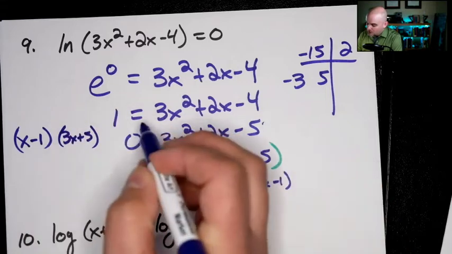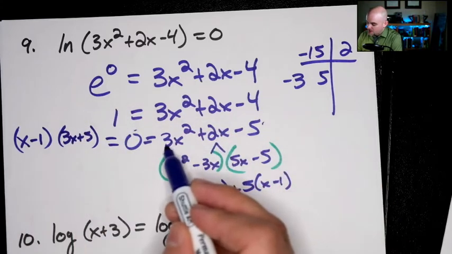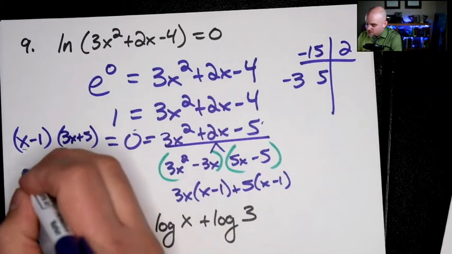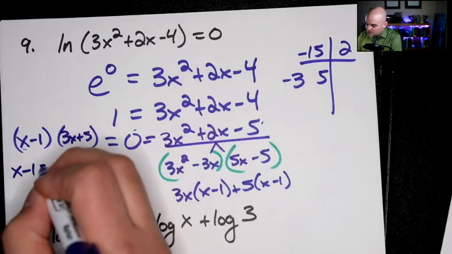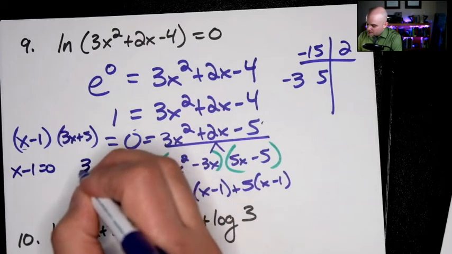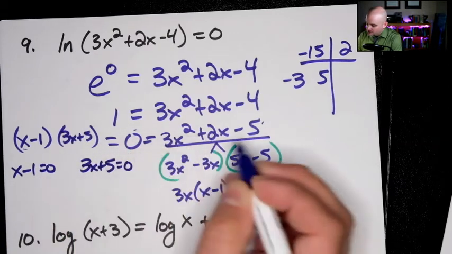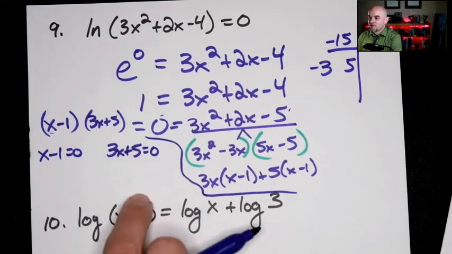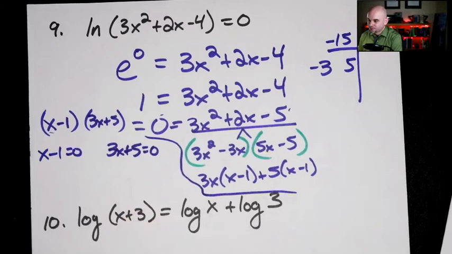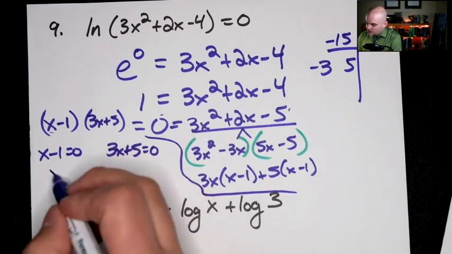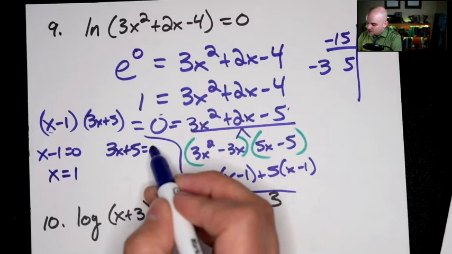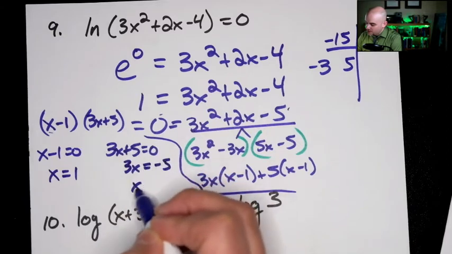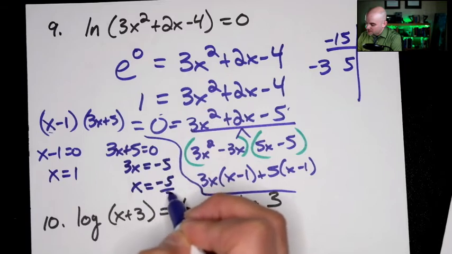And remember, all of this equals 0, right? I just made this into this right here. It still equals 0, so I'm going to set each term equal to 0. So x minus 1 equals 0, and 3x plus 5 equals 0. I have to draw a line here so we don't get this mixed up. I wrote this next problem up too close to it. So add 1 to both sides, you get x equals 1. Subtract 5, you get 3x equals negative 5. Divide by 3, you get x equals negative 5/3.